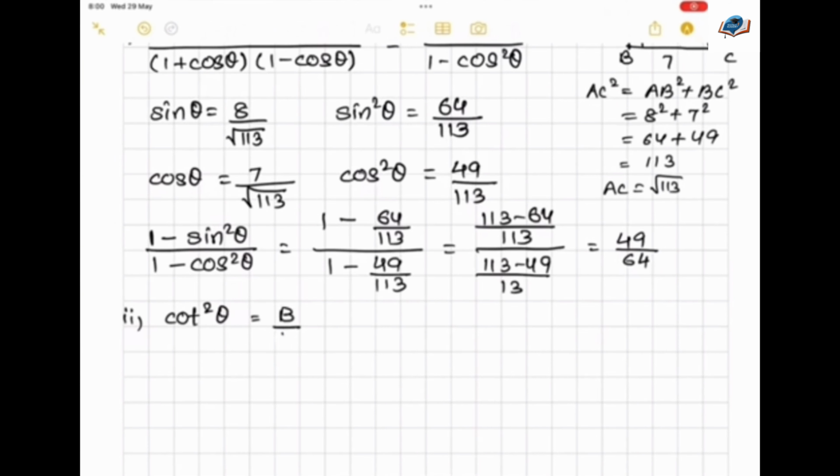Now cot square theta, so base upon perpendicular. So base is 7 upon 8. So 7 square upon 8 square. So 49 upon 64.